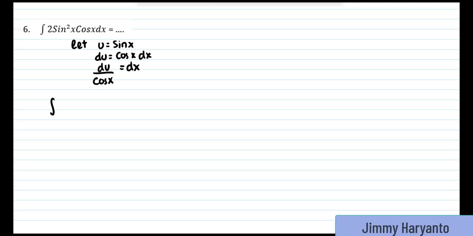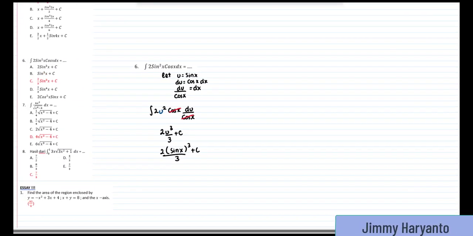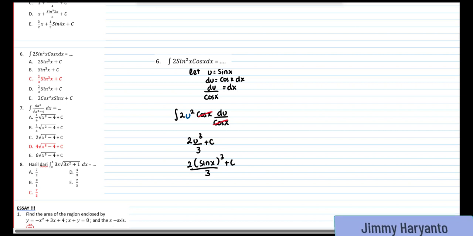Okay, let's change the equation. 2u to the power of 2, and then cos x will be right there. The dx will become du over cos x, and then you can cross out the cos x. Last thing, you will have 2u to the power of 3 over 3 plus c after you integrate it, and then revert back the u. It will become 2 sine x to the power of 3 over 3 and then plus c. How about that? Yes, it's correct.